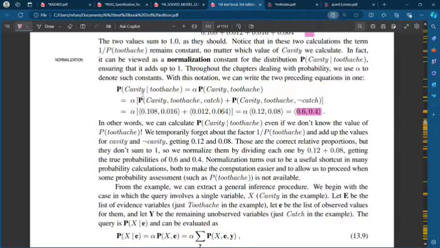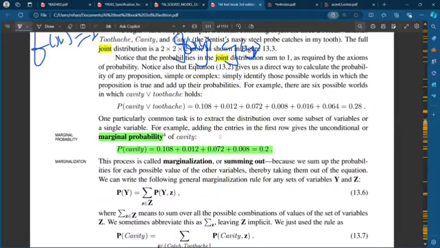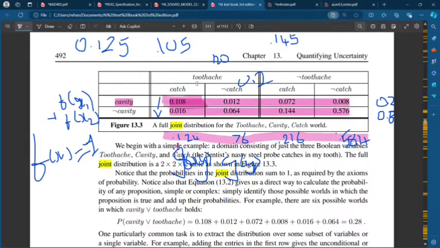See here, P of cavity, toothache is equal to alpha times P of cavity, toothache, catch plus P of cavity, toothache, not catch. This comes from the table itself. I'll show you how it is taken from the table.